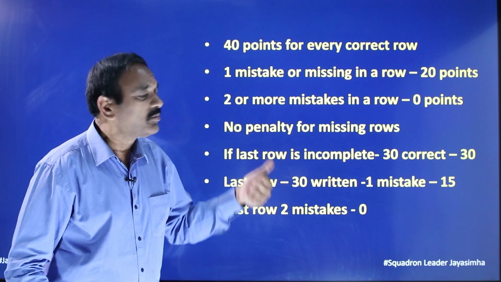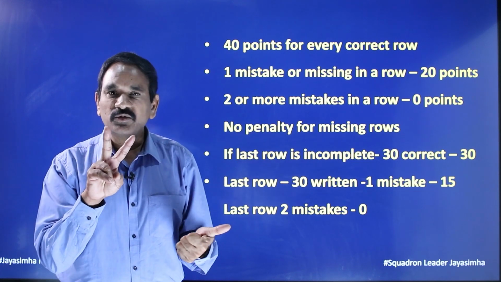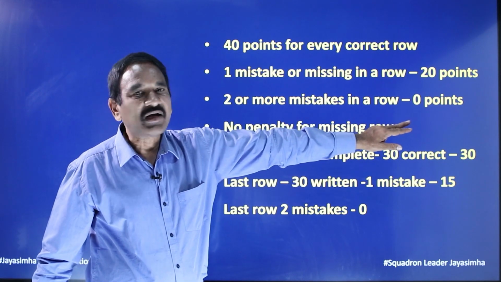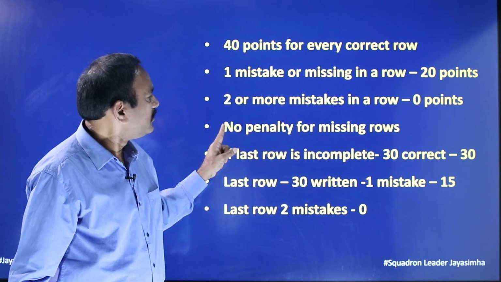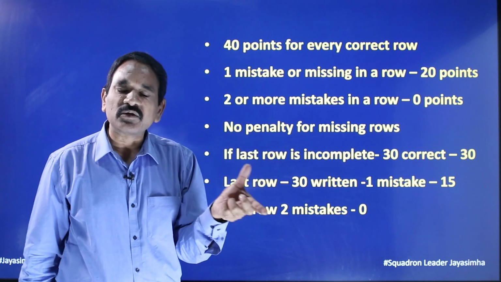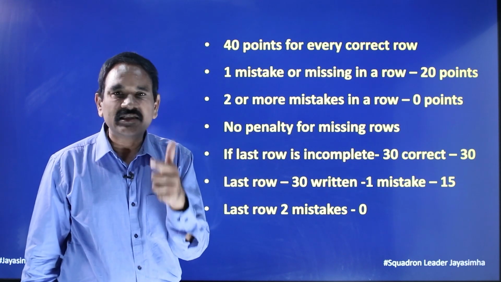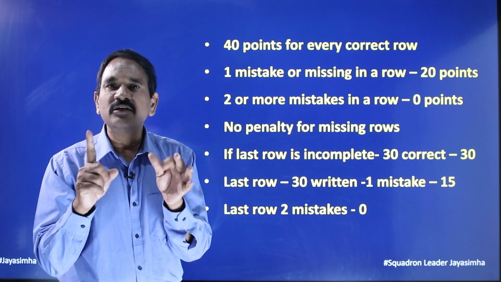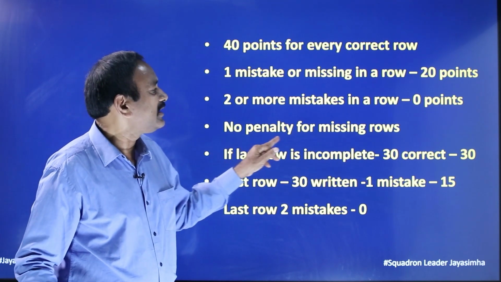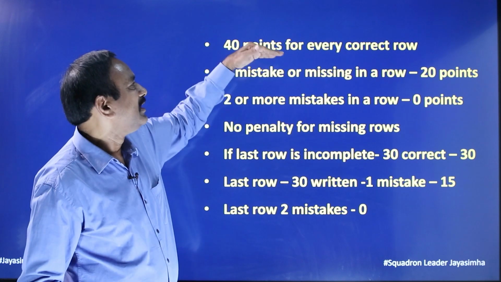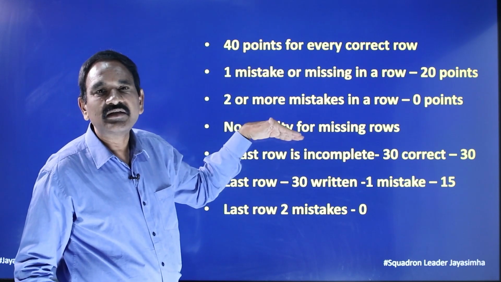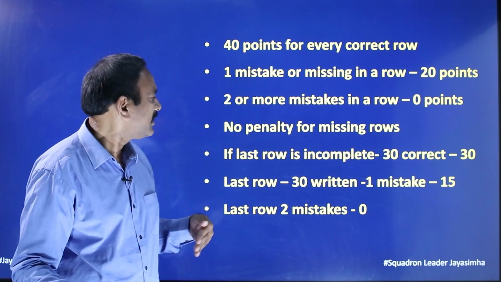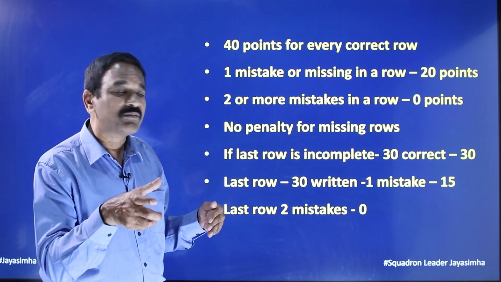Now, 2 or more mistakes in a row means in case you make 2 mistakes in one row, for the entire row, you get 0, not 38. Remember. Similarly, if 2 are blank, you get 0 for that row. Or 1 mistake and 1 blank, you will still get 0 for that row. There is no penalty for a missing row. For example, you can remember the first row, the third row, the 5th row. In case you don't remember the second row, no problem. You can skip some rows if you want to.